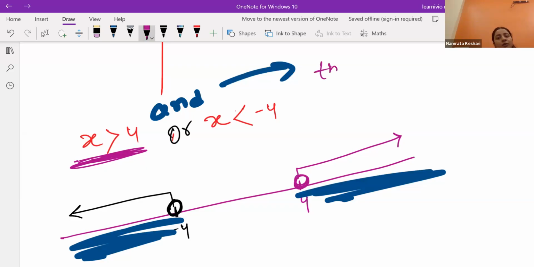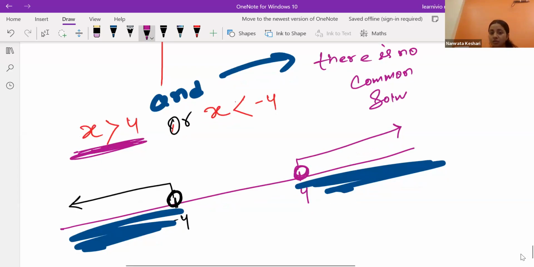So actually I wanted to say initially that "and" means no common, like we are just checking the common part. For example, there is no common solution. "And" means we will only be taking the common solution, and "or" means we will be taking everything. This also, that also, both are there in the solution. The final solution will be this one also, that one also. "Or" means this also, that also. And "and" means only the common solution.